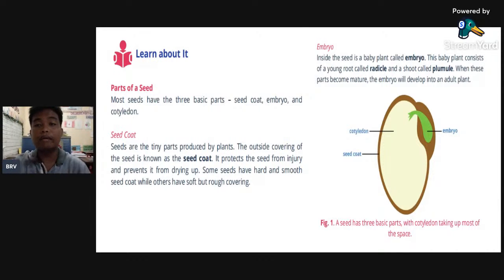And then the embryo. The embryo inside the seed is a baby plant. This baby plant consists of a young root called a radicle and a shoot called a plumule. When these parts become mature, the embryo will develop into an adult plant.